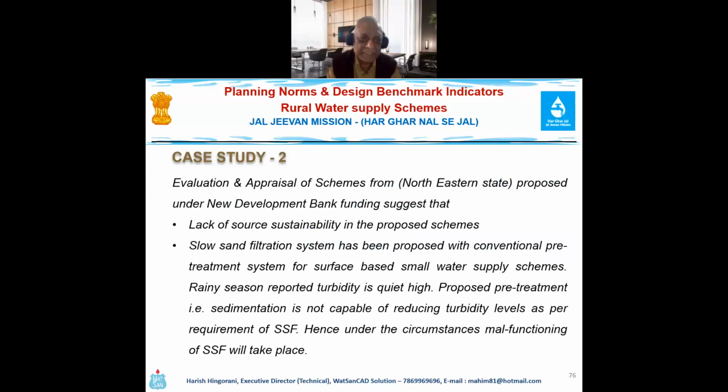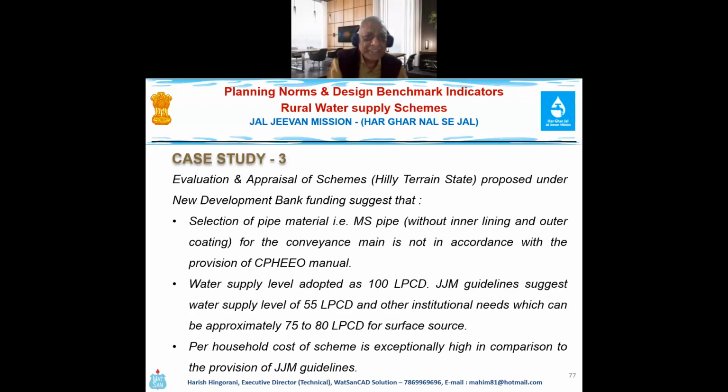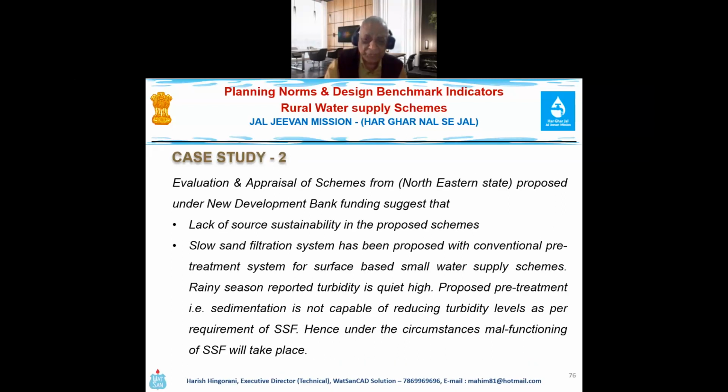Case study 2. Basically, in most of the cases, what we have seen is major water supply schemes are there and minor water supply schemes are there in that state. Lack of source system in the proposed schemes is there. Water demands calculated are not meeting the ultimate water demand. In most cases, slow sand filters have been proposed with the conventional pre-treatment system for surface-based water supply systems. In the rainy season, turbidity is reportedly quite high in the sources. The proposed pre-treatment, that is sedimentation, is not capable of reducing turbidity as per the requirement of SSF. Hence, under the circumstances, malfunctioning of SSF will take place. So we have already discussed this issue. If you go through that, if we can introduce an HRF there, we can overcome the problem of the SSF.